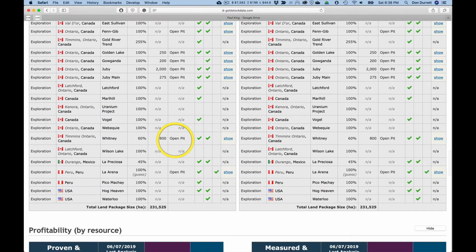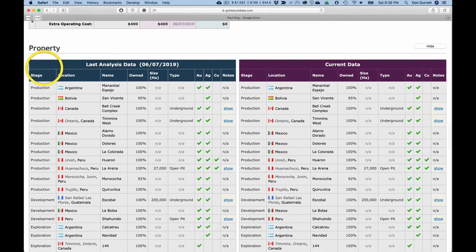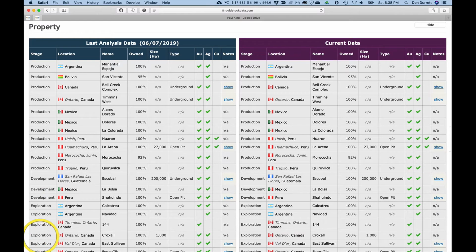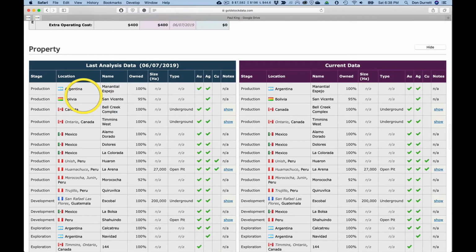Then we have properties. So we have column headings. We have the stage: production or development. I think those are the only two. Oh, exploration is the other. So there's three stages. We have the location, which is the country. Sometimes we'll have the territory or the state. Then we have the name, and the percentage owned. Sometimes these numbers you might have to double check. They change a lot. Sometimes we're not 100% sure. They might default to 100%, but they might not own 100%. It might be different. We have the size in hectares.